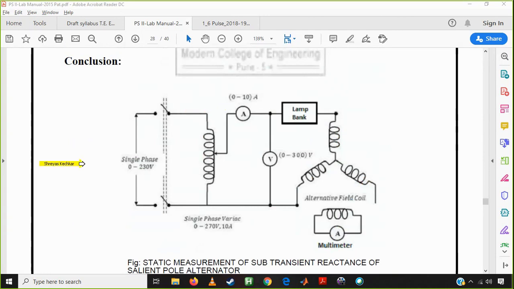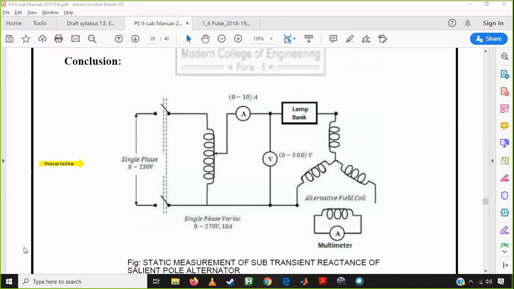So what is the main procedure? First of all, we have to connect two phases of the alternator in series. They are connected with the single phase supply in series with the lamp bank, and the field winding is short circuited by using the multimeter. That is the main thing. That is the circuit diagram.